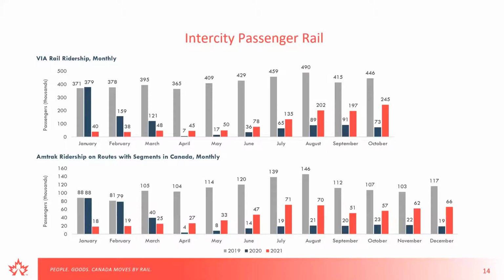Amtrak's 2021 ridership was 53% above 2020, but it's still 59% below 2019. So a little bit less adversely affected than the VIA numbers, but still a similar trend.